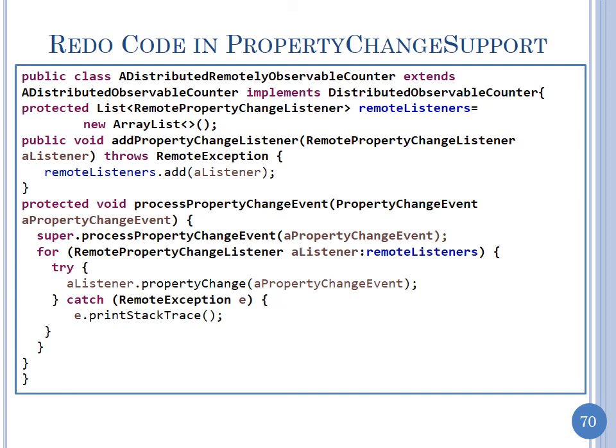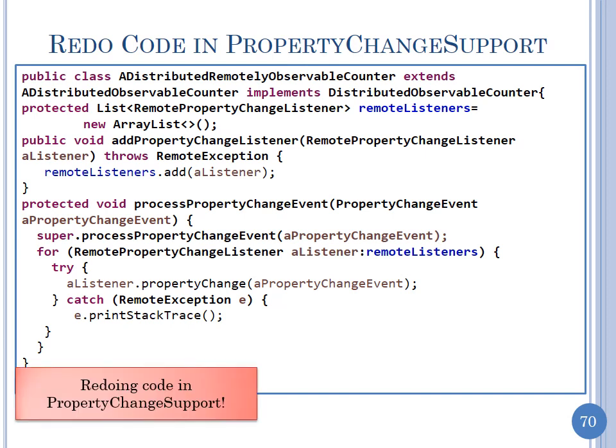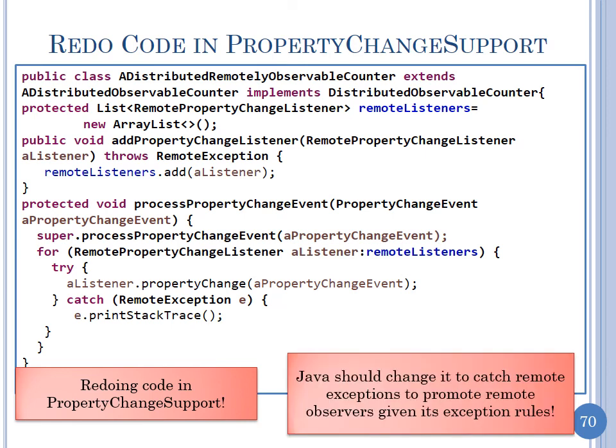The details here are not as important as the fact that I had to redo code, redoing code in property change support. And if you're a designer of a language, you might want to say that either you get rid of this remote exception requirement, which I'm saying is not a good idea, or if you're really serious about creating distributed programs and distributed observers, then why not change property change support to allow both local and remote observers? It could easily have property change support implement an interface that extends remote, in which case it could be invoked both locally and remotely.